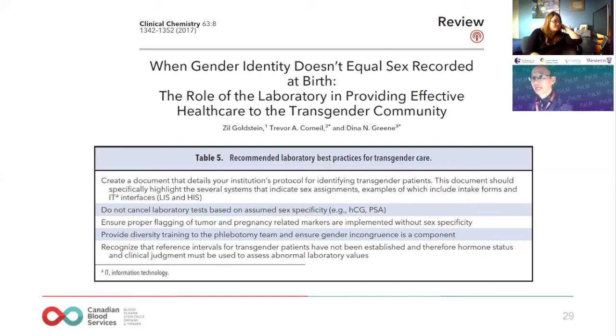Ensure proper flagging for tumor and pregnancy-related markers are implemented without sex specificity. This one I find more challenging in the laboratory. What does one put in as a normal range for transgender patients, patients in transition on hormonal therapy? And I'm going to talk a little bit about that.